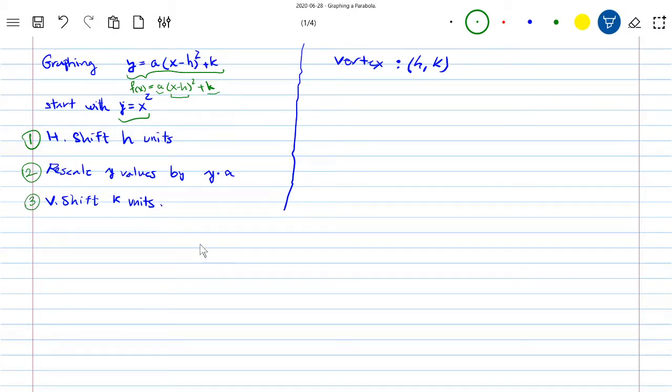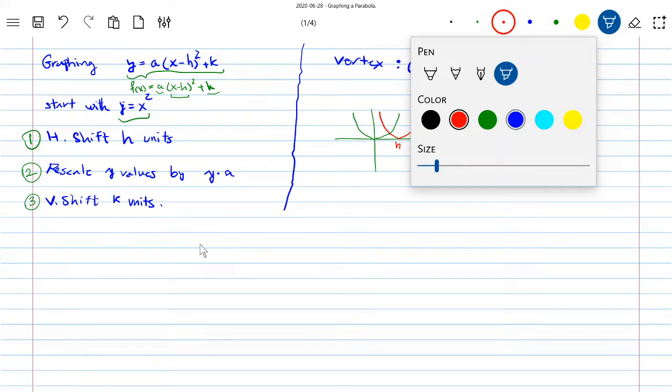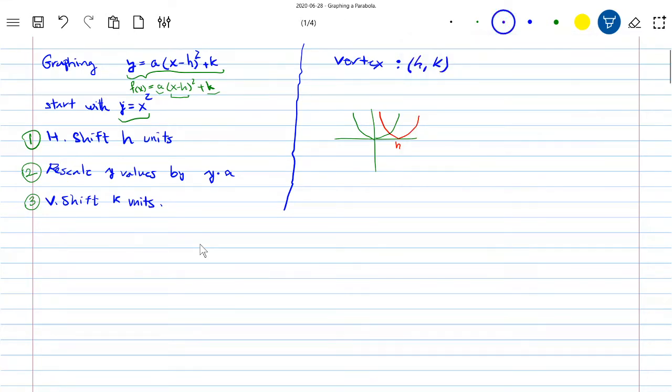By doing that, I'm going to show you what happens. So here we start with x squared. This is x squared. Let's say we move this h units to the left or right. So let's say we moved it h units to the right. This is h. Okay. Then we rescale it. That means rescaling was a stretch or shrink. So let me pick a different color. Let's say we rescale it. We stretch it along the y direction.